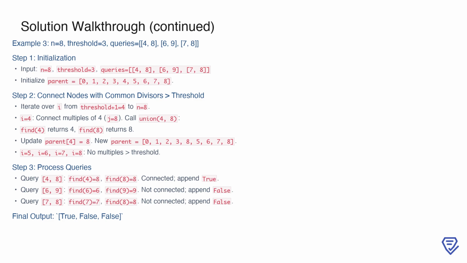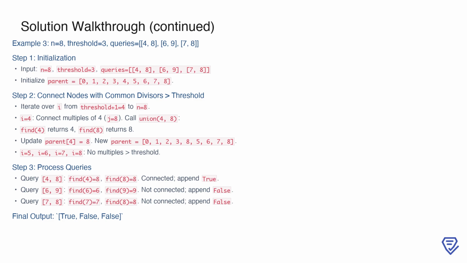In this third example, we have n equals 8, a threshold of 3, and 3 queries: 4, 8; 6, 9; and 7, 8. We begin by initializing the parent array as 0, 1, 2, 3, 4, 5, 6, 7, 8. Next, we connect nodes that share common divisors greater than the threshold. Starting with i equals 4, we find that 8 is a multiple of 4. Calling union 4, 8, we update the parent of 4 to point to 8, resulting in the updated parent array 0, 1, 2, 3, 8, 5, 6, 7, 8.